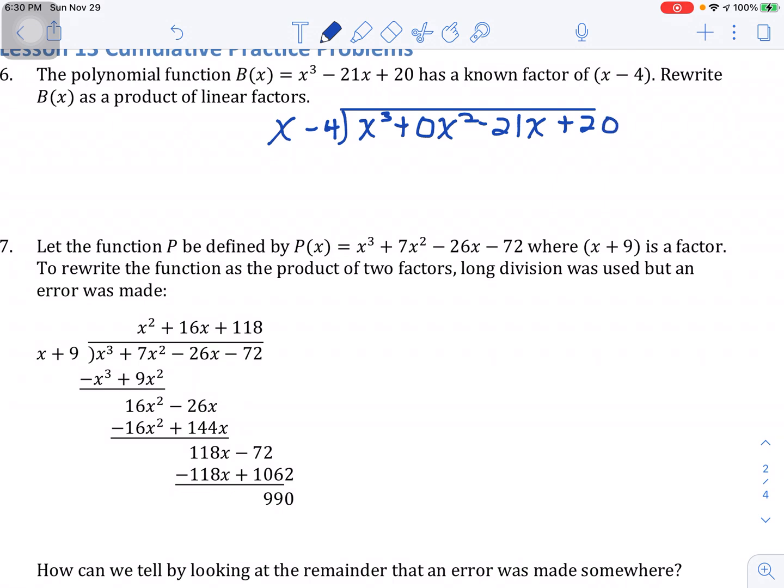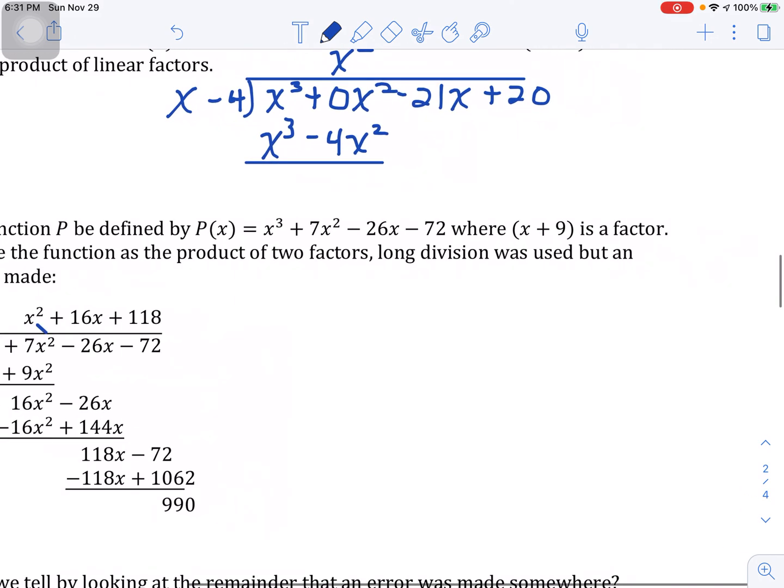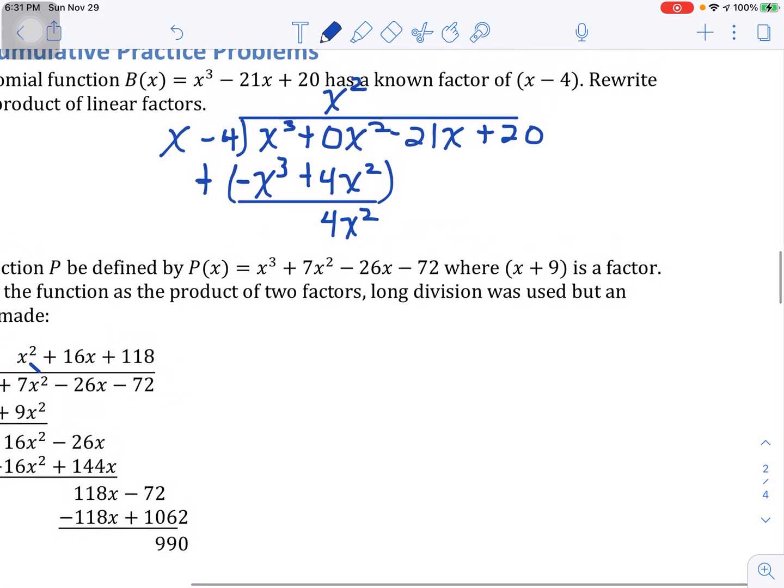Now I can start multiplying. X times x squared would give me that x cubed that I need, and then negative 4 times x squared gives you minus 4x squared. And then we're going to subtract those just like you do when you do long division with whole numbers. Subtracting is like adding a negative, so we can think of this as adding a positive 4x squared. So I have 4x squared there. My x cubed terms drop out, which is what we planned.